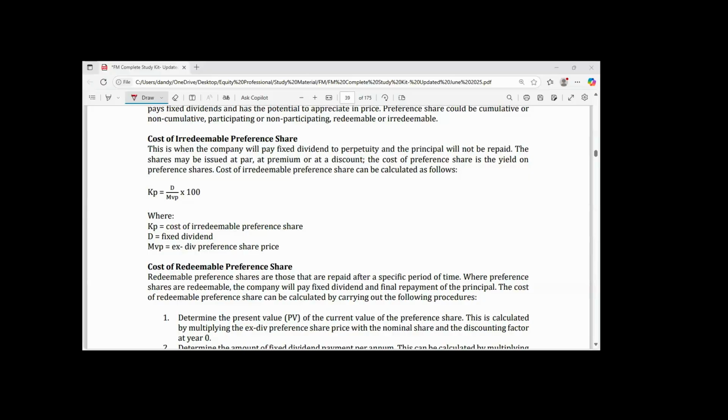So let's move on. Now, cost of preference share. Let me explain. Here is Kp.